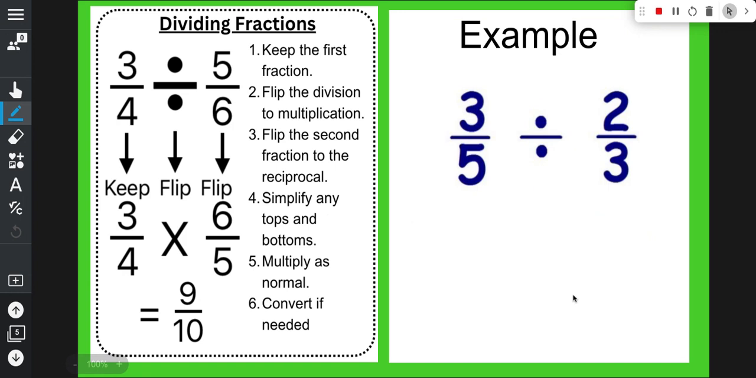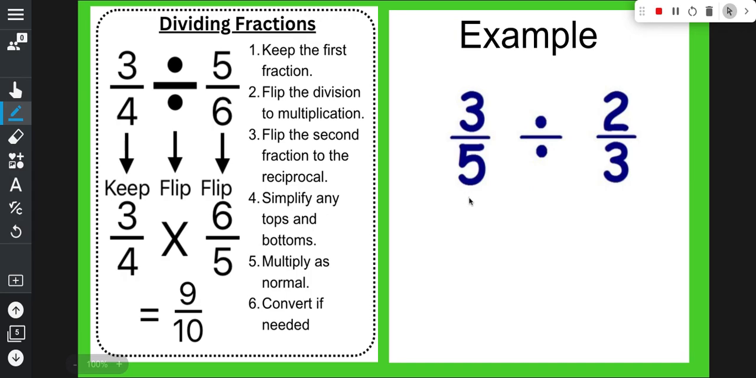Dividing fractions. You might hear this many different ways. I really like keep flip flip because it helps keep it in your head. You might hear maybe the KFC method of keep change flip, using the letters of the KFC.